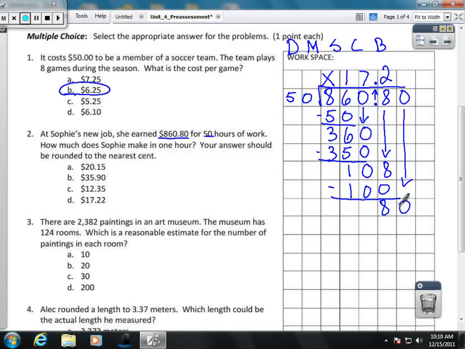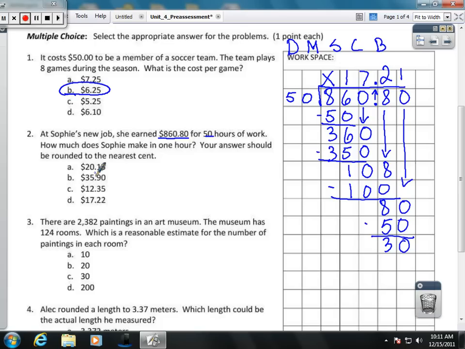So now I do it one more time. 50 goes into 8. How many times? Once. 1 times 50 is 50. I subtract again. We have a 0 here, and 8 minus 5 is 3. So now I have a remainder of 30. And is 30 less than 50? That is true. Now we can continue, but let's go over here to our problem and check our answer.